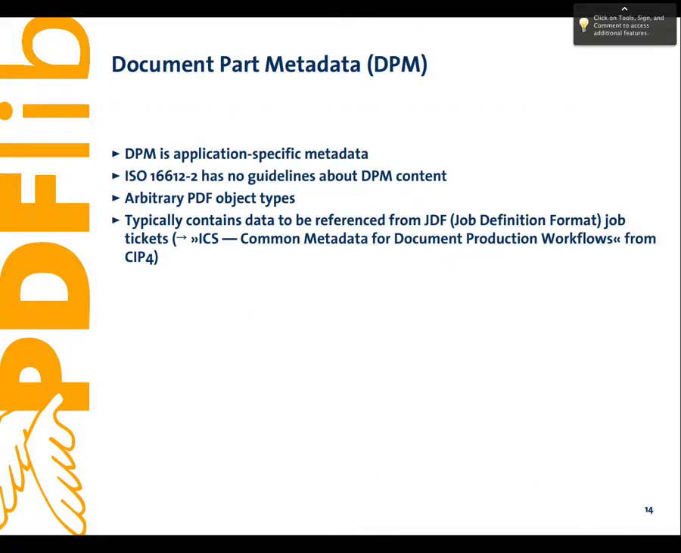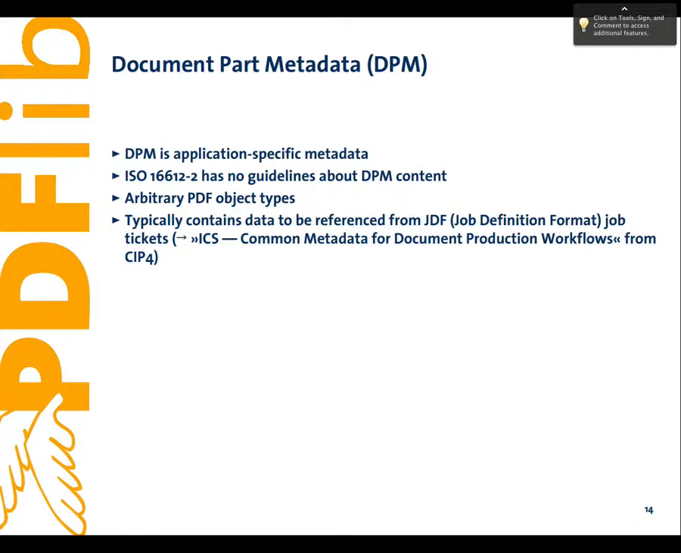So document part metadata is application-specific metadata. The standard says nothing about what you have to put into these DPM nodes. It supports arbitrary PDF object types. There's a difference, I will point that out later, between PDF 2.0 and PDF/VT, because PDF 2.0 does not allow streams in the document part metadata. So what should we do with these objects?